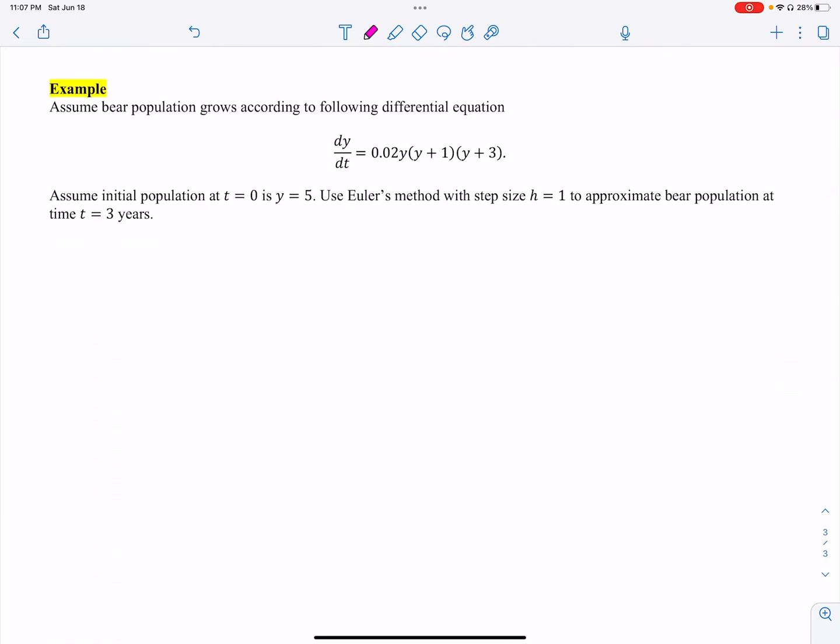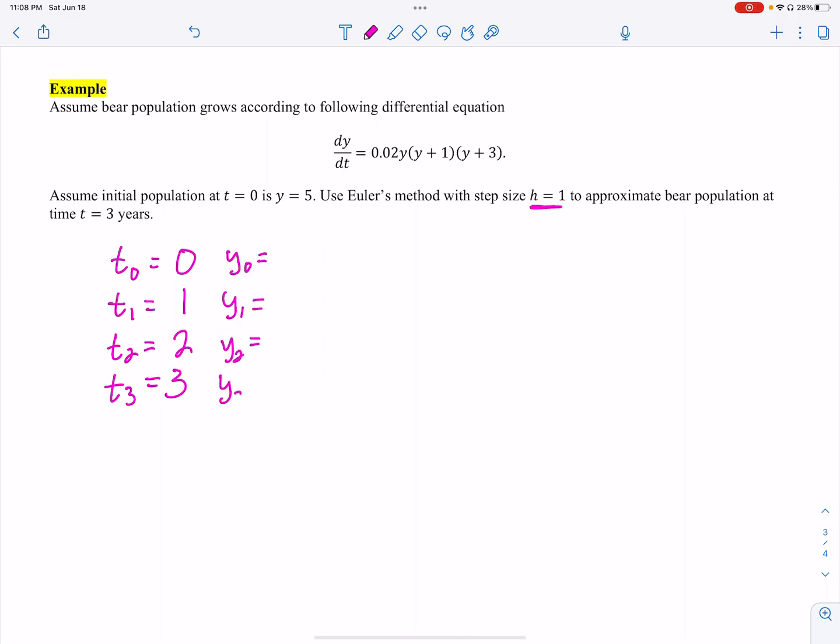We have this differential equation. I'm going to write out these t's. So they want to know what the population is going to be after 3 years. So I'm starting at time t equals 0, t equals 1, and they gave us a step size of 1. So that's nice. T1 is 1, T2 is 2, and T3 is 3. We also want the y's. Why not? Y1, Y2, because this is going to tell us the population, or whatever it's telling us in this problem. Y0 is 5. And then we are going to use the method here.